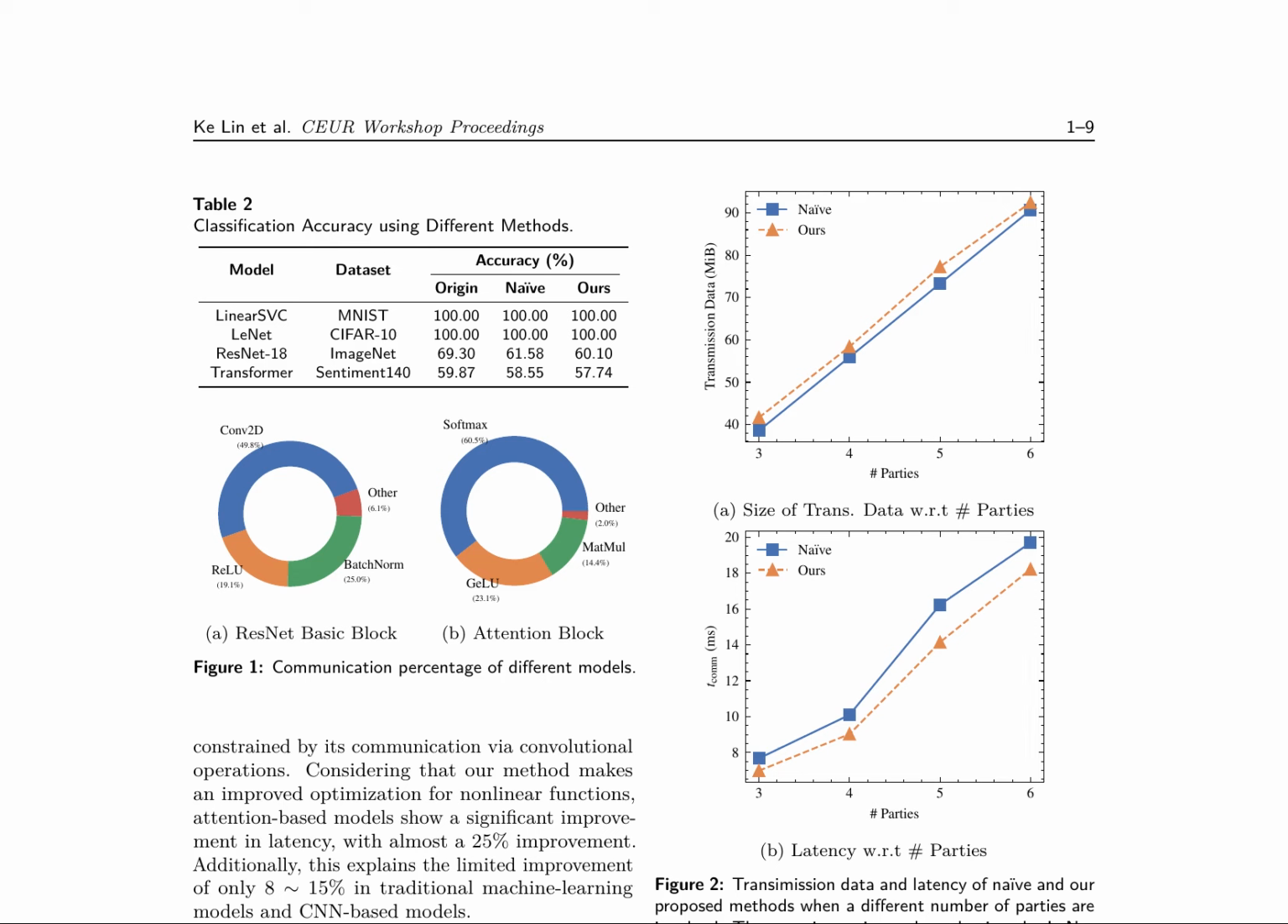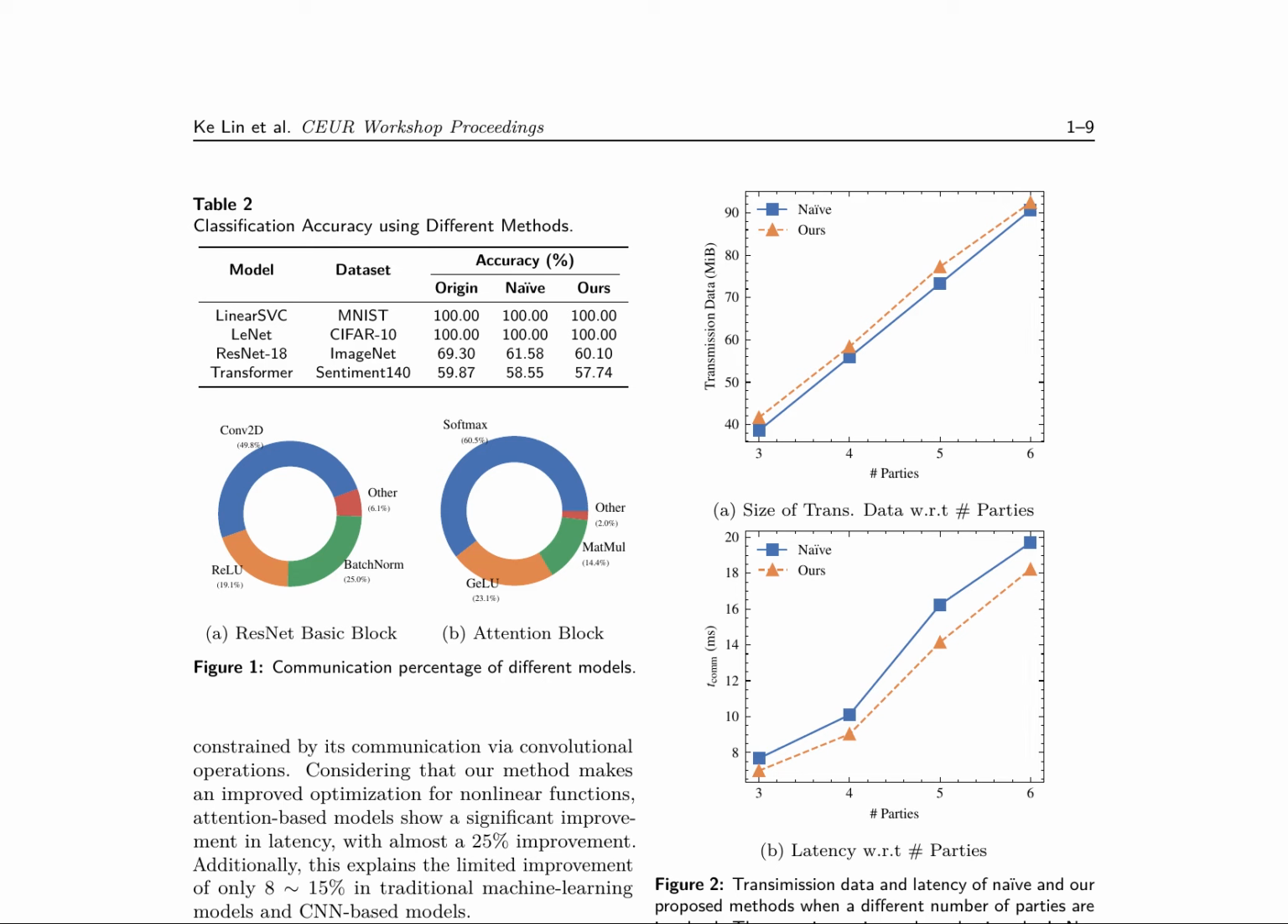The authors present a comparative analysis of classification accuracy using different methods, as shown in Table 2. The results demonstrate that the proposed method achieves comparable accuracy to the original and naive implementations across various datasets and models, including MNIST, CIFAR10, ImageNet, and Sentiment 140.